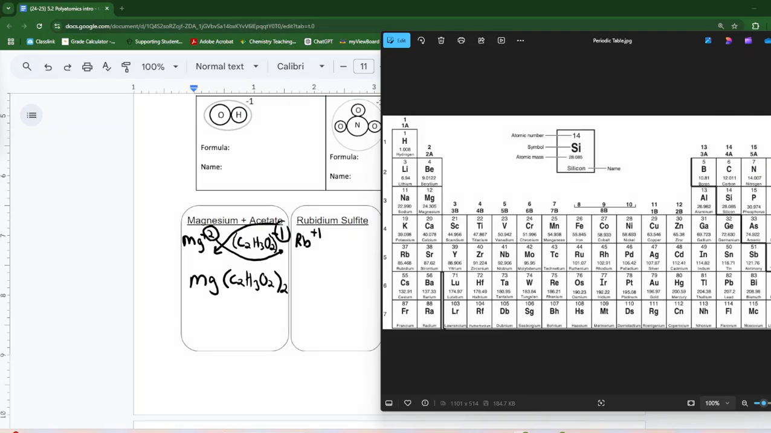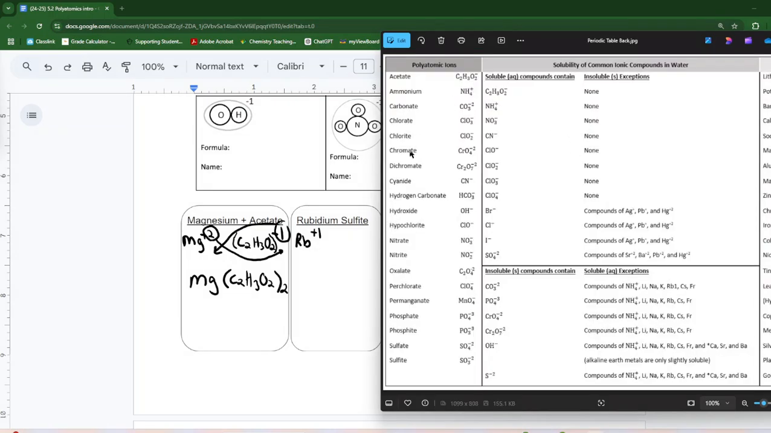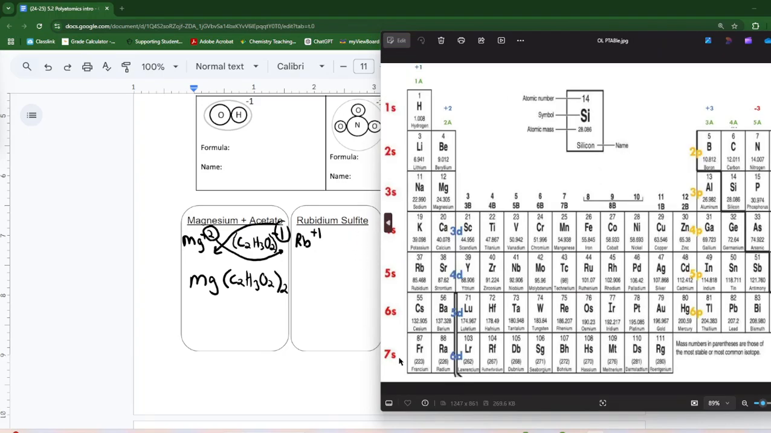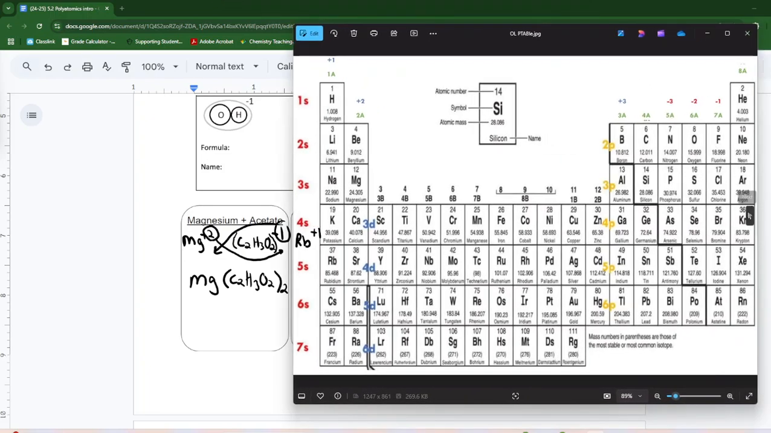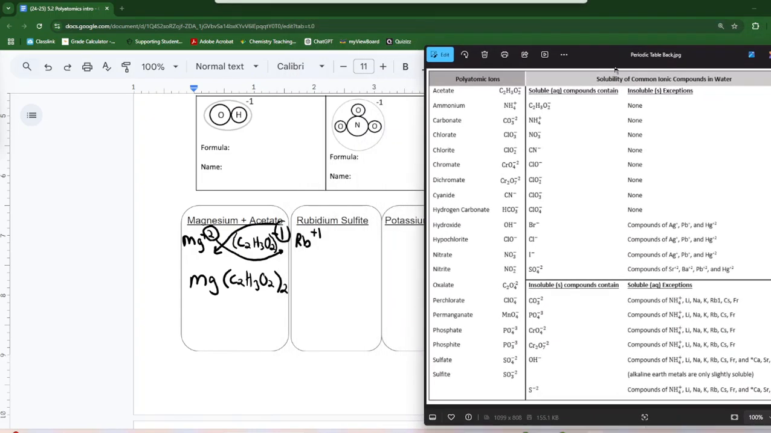I'm not sure, but I do know that my polyatomic ions list is in alphabetical order. So A, B, C, D, E, F, G, H, I, J, K, L, M, N, P, Q, R, S. There it is. Now be careful. That says sulfite. Here's sulfite, not sulfate. So this one is SO3 -2. Let's put that in there.